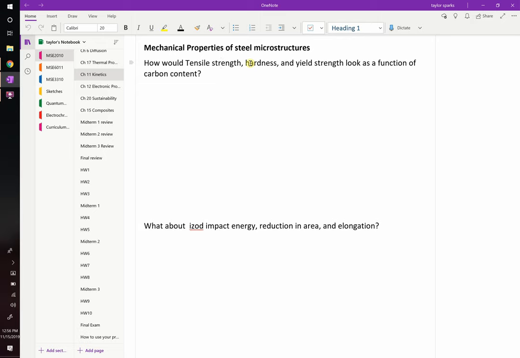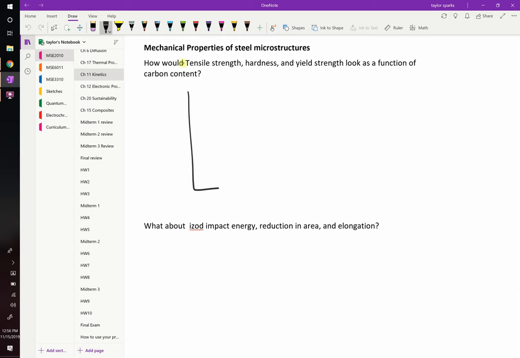In general, though, if we were going to plot, say, something like tensile strength, hardness, and yield strength, all as a function of carbon content in our steel, what would that look like? So if you're plotting these properties, whether that's tensile strength, hardness, or yield strength, what would those do as a function of the weight percent carbon in your steel? So turn to your neighbor and remind them what it ought to do and what's the reason for that.